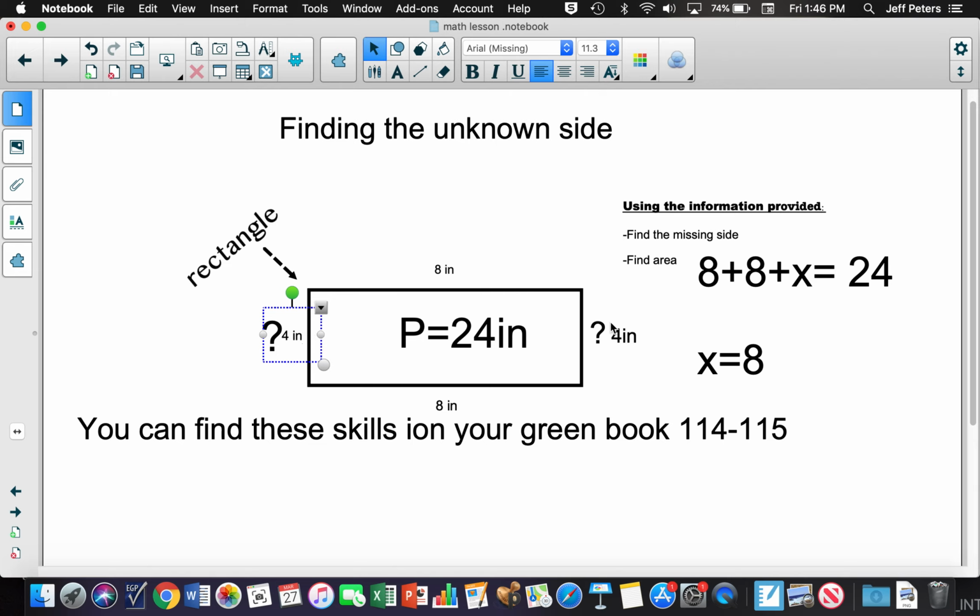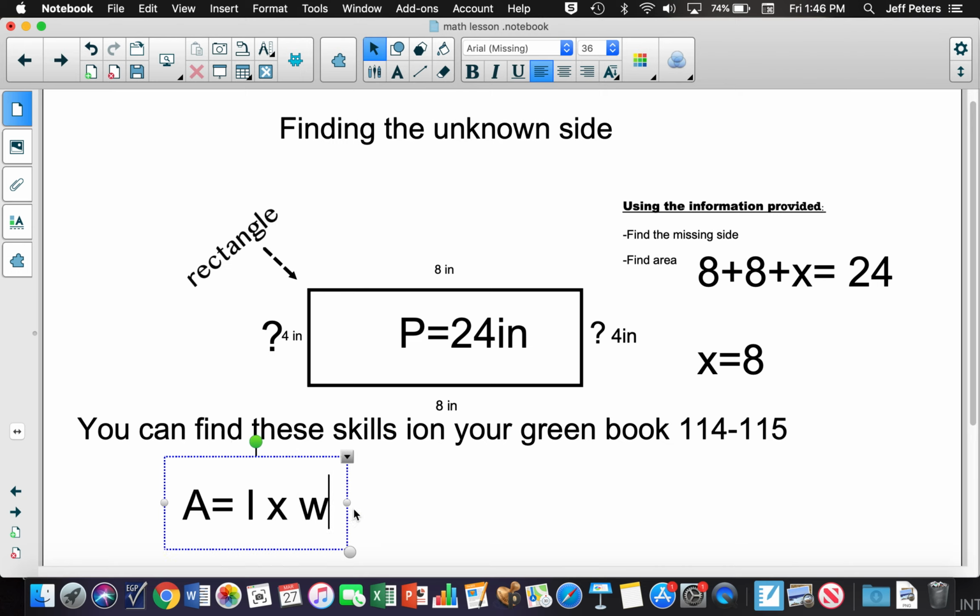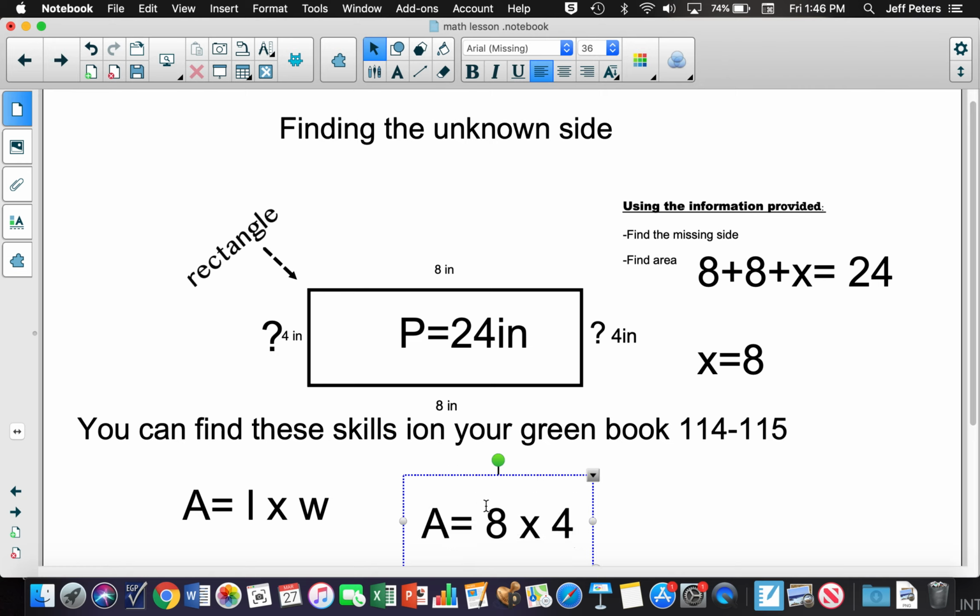So now we have enough information to go ahead and find the area. We found all these missing sides based on the rules of a rectangle. So now we can go ahead and find the area here. Remember from our earlier lessons, area equals length times width. So area equals 8 times 4.